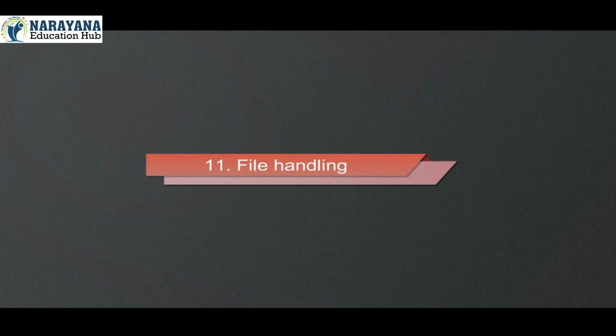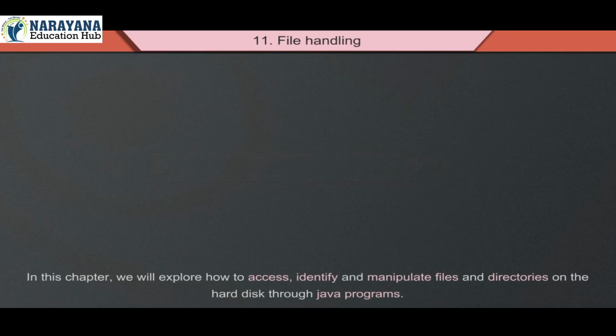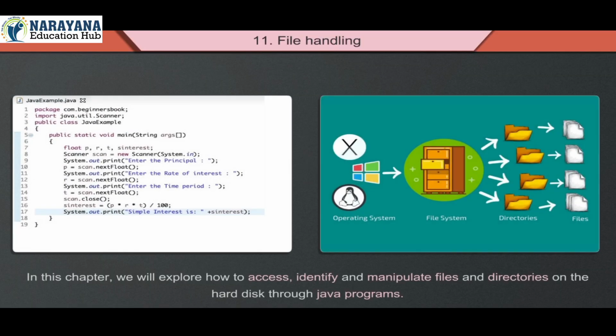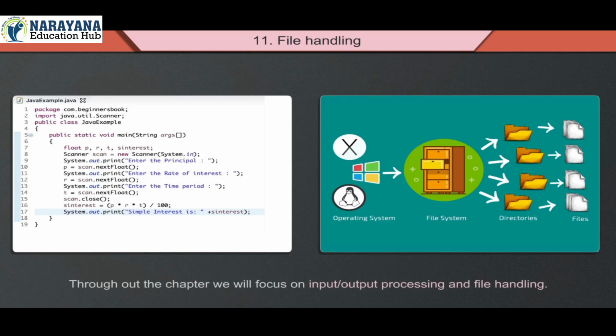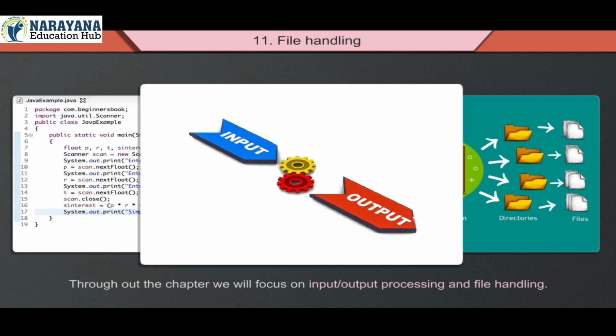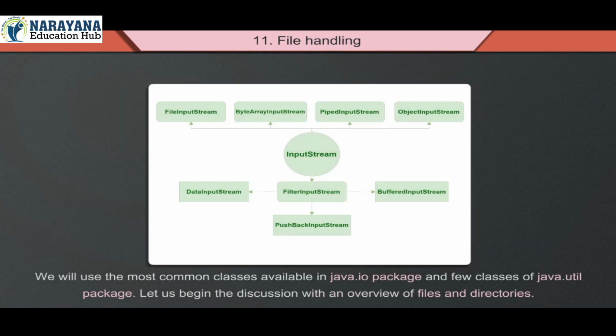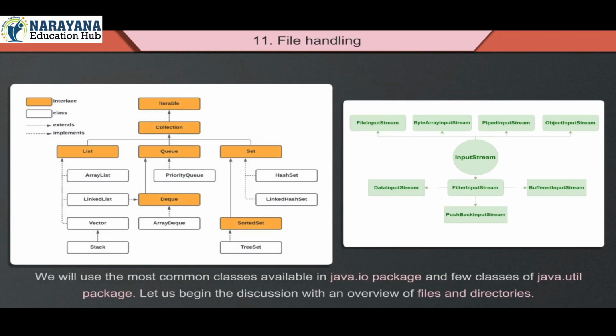Chapter 11: File Handling. In this chapter, we will explore how to access, identify, and manipulate files and directories on the hard disk through Java programs. Throughout the chapter, we will focus on input/output processing and file handling. We will use the most common classes available in the java.io package and a few classes of the java.util package. Let us begin the discussion with an overview of files and directories.